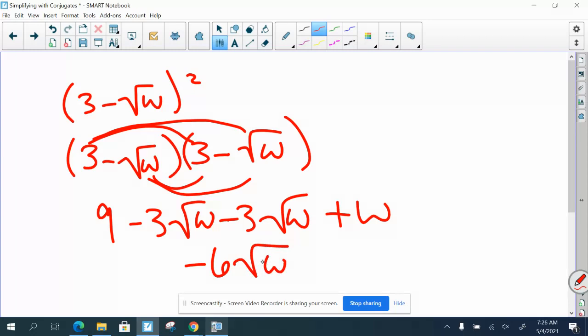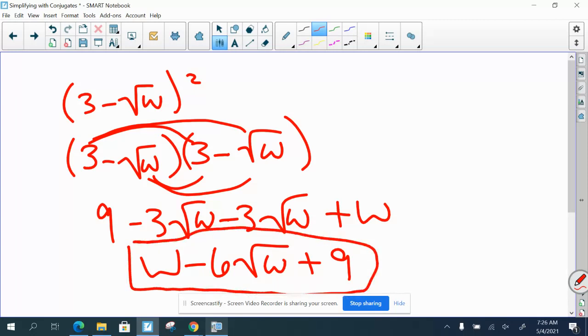But if I want to write this in standard form, I should write it from highest power to lowest power. So I'm actually going to put the w first, and then I'm going to put the plus 9 last. So there's a question in your Edulastic that will say, like, write it in standard form, and that's just what it means, because w to the first power is bigger than w to the 1/2 power, right? Because this is w to the 1/2 if you write it in rational exponent form.